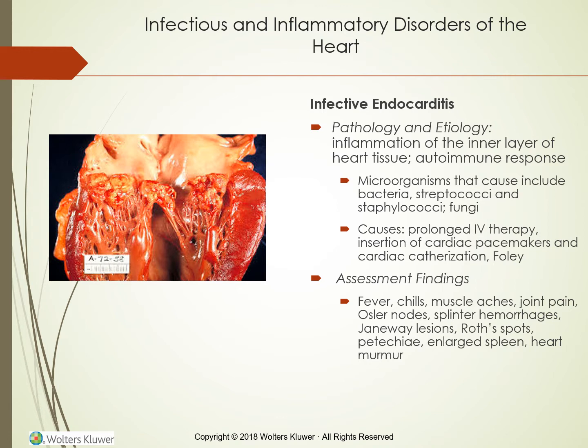Petechiae, tiny reddish hemorrhagic spots on the skin and mucous membranes, are the signs of embolization. Pronounced weakness, anorexia, and weight loss are common. Symptoms can change suddenly if embolization or heart failure occurs. Emboli to the brain cause cerebrovascular accidents. Emboli to the kidneys cause flank pain and renal failure. Pulmonary emboli result in sudden chest pain and dyspnea. Clients with heart failure present with dyspnea, hypotension, and peripheral or pulmonary edema.